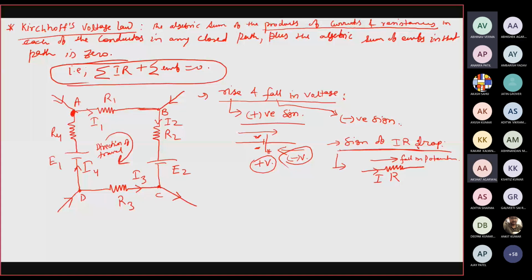Sir, because of the resistance, in the direction of the current, the voltage falls.